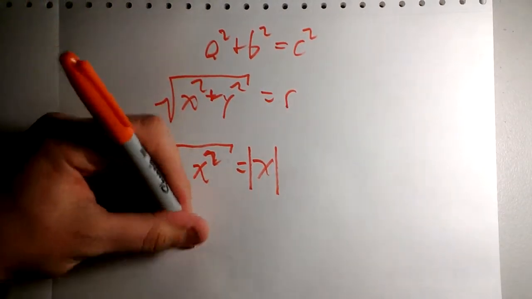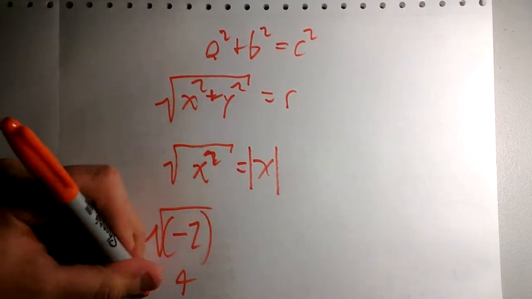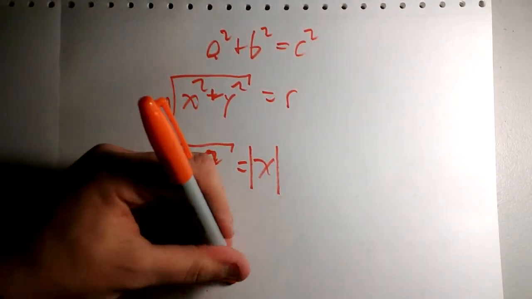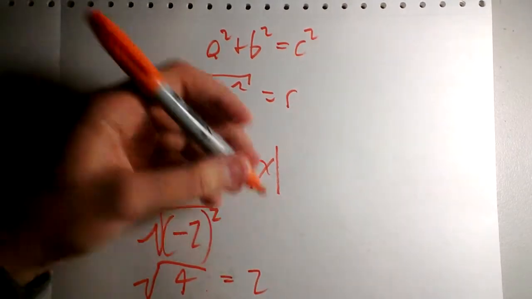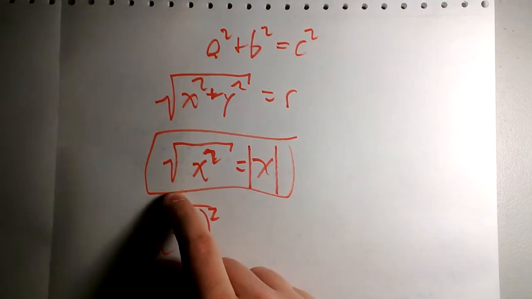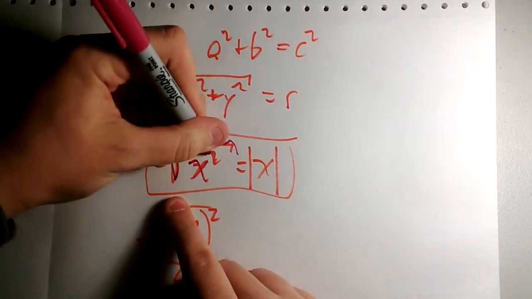Because if we put negative 2 here, square it, you get positive 4. And then if you square root it, the square root of 4 is positive 2. And so that washed off the negative. So whenever you talk about absolute values, that is the absolute value. And in another word, that is the magnitude of a point.